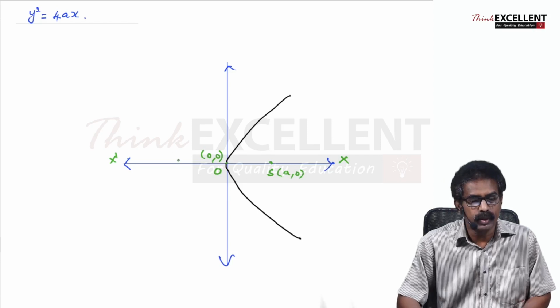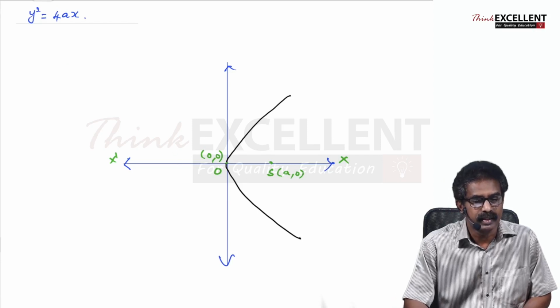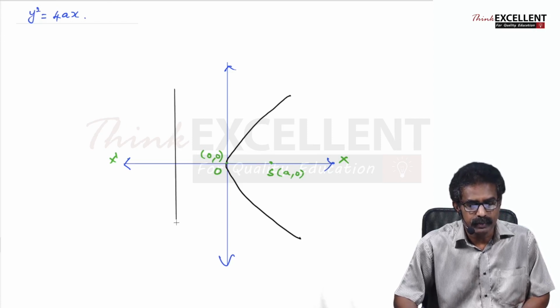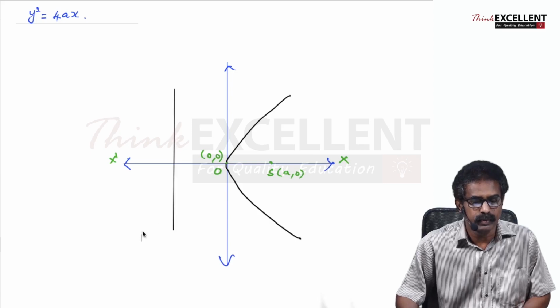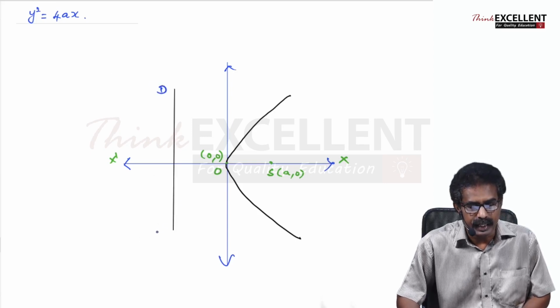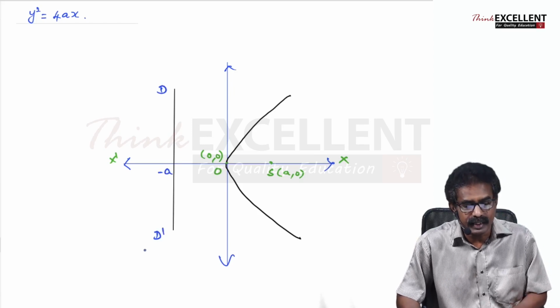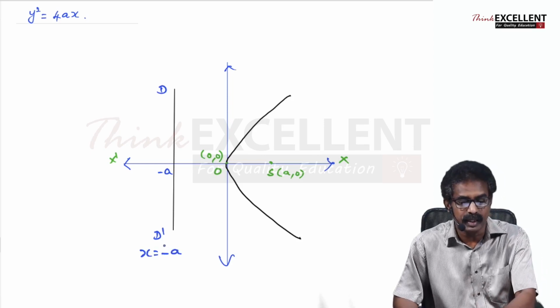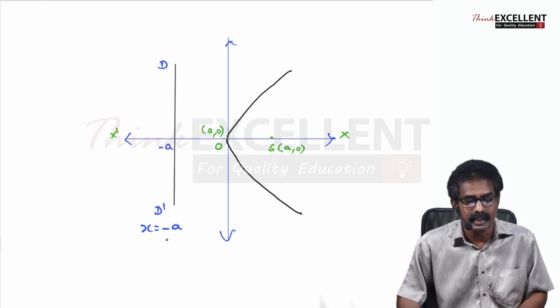Then directrix, you know, directrix will be on the left side, at the same distance. So this is the directrix, we take it as DD dash. This point is minus A, so the equation of directrix is x equal to minus A. All this we need. Equation of directrix is x equal to minus A.